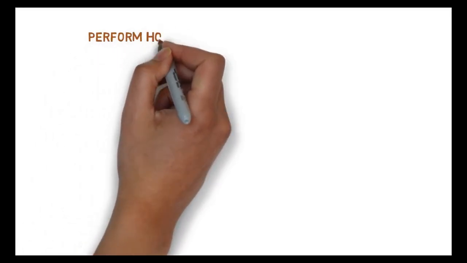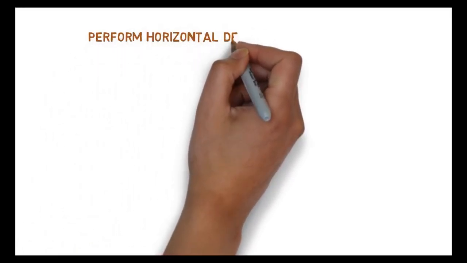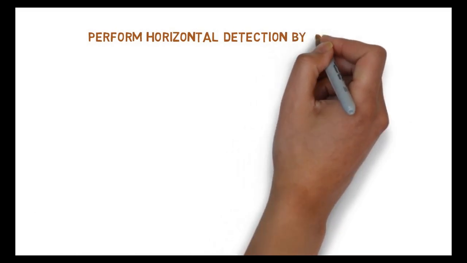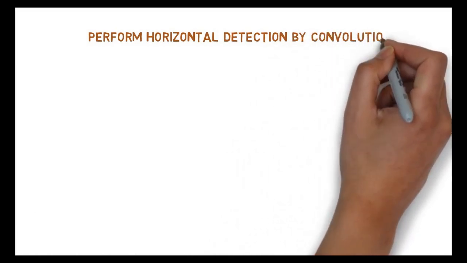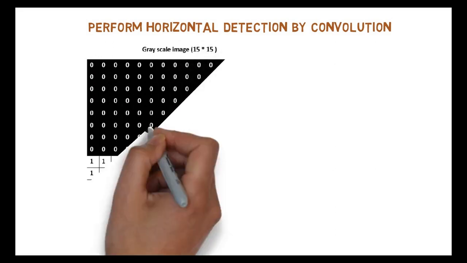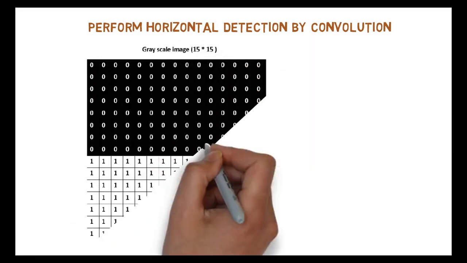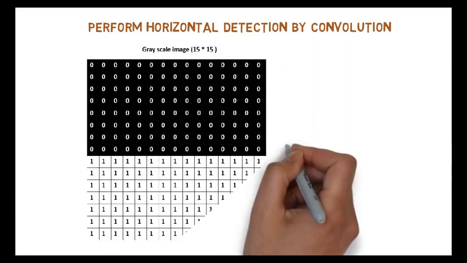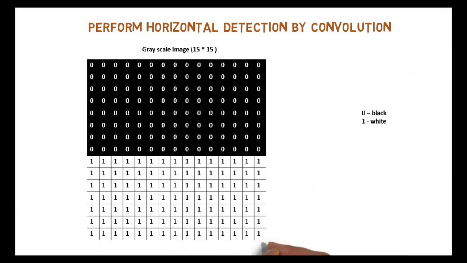Hello everyone. In this session, we will detect the horizontal edge on a given input image by convolution. Now, what is a horizontal edge? A horizontal edge is basically a boundary that discriminates two regions in a horizontal direction.